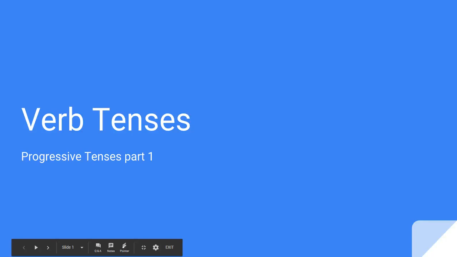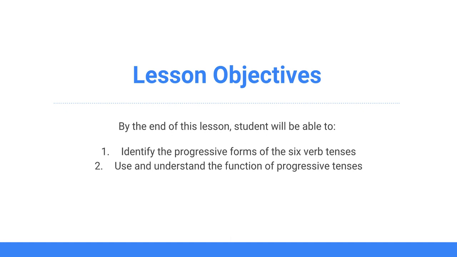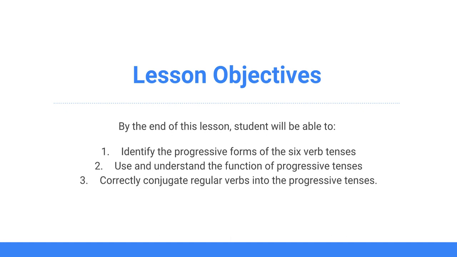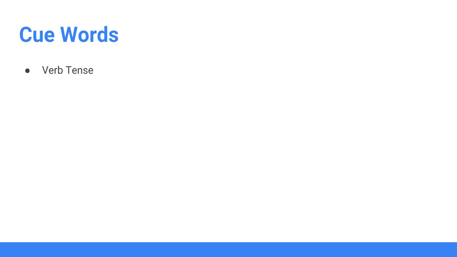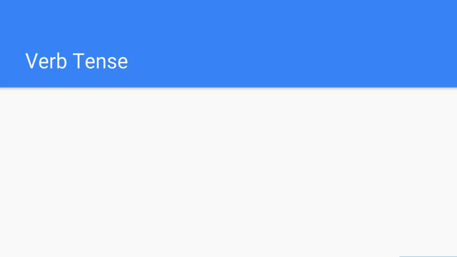All right, we're continuing our verb tenses unit with a look at the progressive tenses. And by the end of today's lesson, you will be able to identify the progressive forms of the 6 verb tenses, understand their functions, and correctly conjugate regular verbs into the progressive tenses. So your keywords are verb tense, present progressive tense, past progressive tense, and future progressive tense.